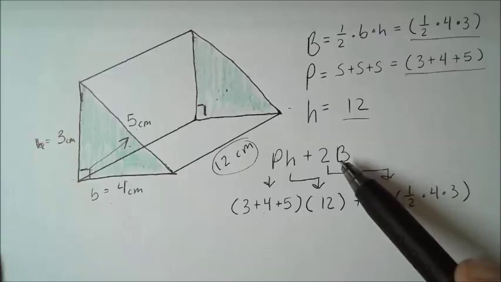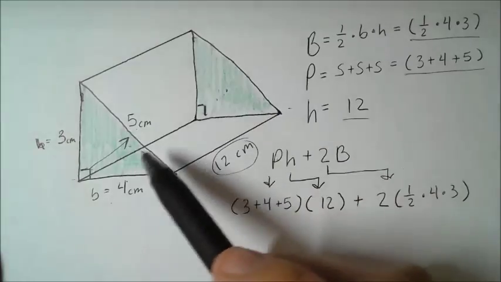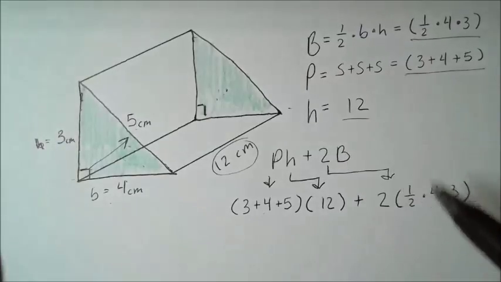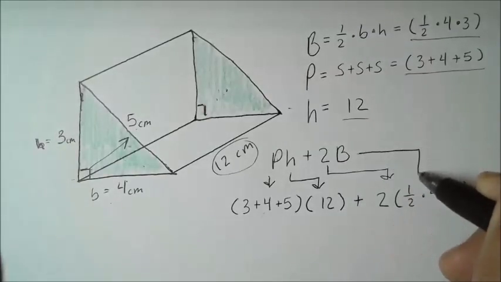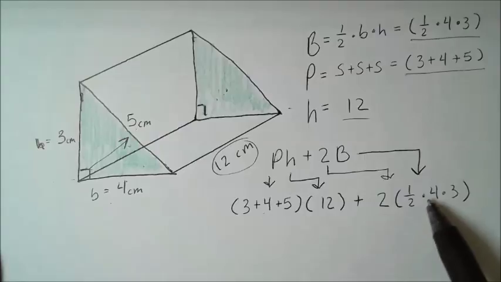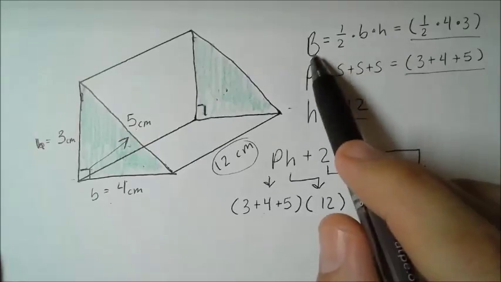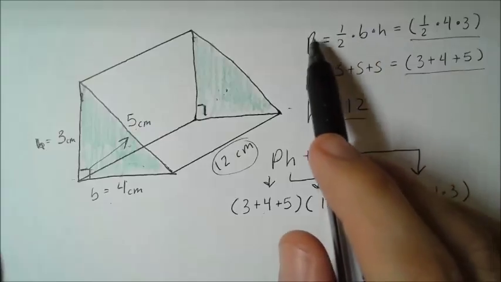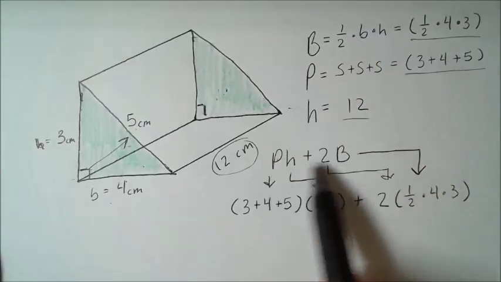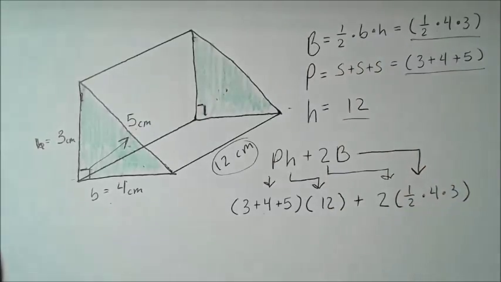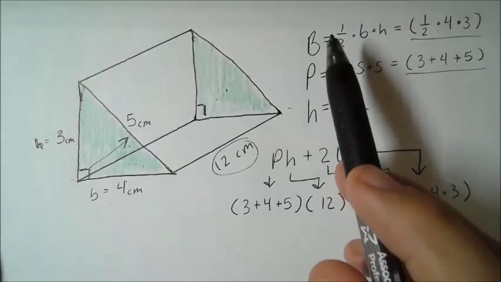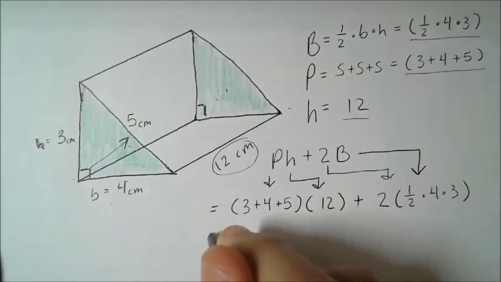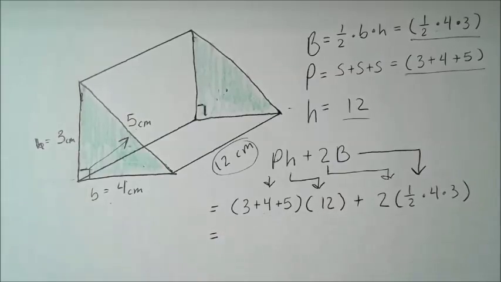Well, why 2 times the area of the base? Well, we got 2 triangles. That's 2 bases, so we have to multiply it by 2. And the area of the base, right here, is 1/2 times 4 times 3. And that's what we got up here. We said big B is equal to 1/2 times 4 times 3. Make sure you write these 3 components before you plug it in. I want to see that in every problem you work out, because that'll make sure that you don't mix these up. Now that we got that done, let's plug all of this into our calculator.